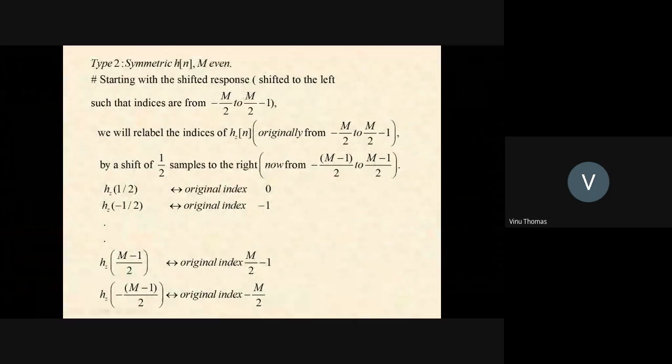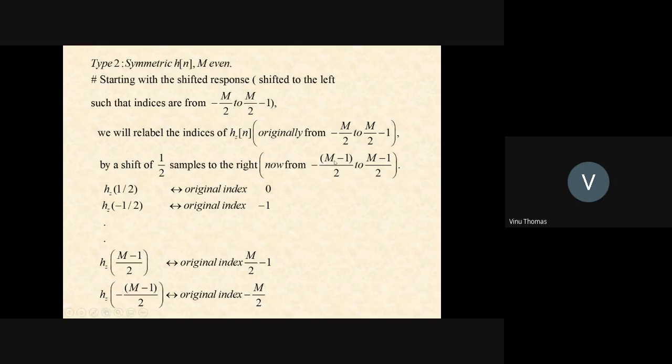So starting with the shifted response, we'll shift the anti-symmetric impulse response to the left, such that the indices are from minus M by 2 to M by 2 minus 1 as indicated. And we will relabel the indices of h0 of n, which are originally from minus M by 2 to M by 2 minus 1, by a shift of half a sample to the right. Which means the samples will be from minus (M minus 1) by 2 to (M minus 1) by 2.